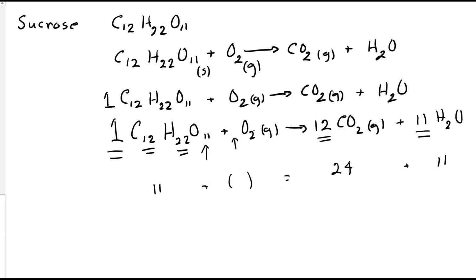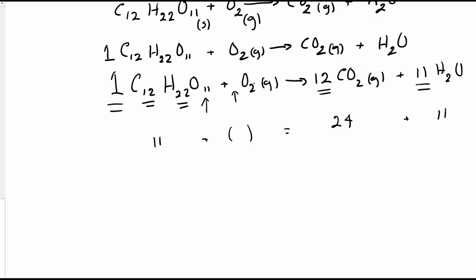So we know that 11 plus something has to equal 24 plus 11. And so what we're going to do is add this up and make sure that we end up with the same. Obviously over here we have a total of 11 plus 24. We have 35. And over here, 11 plus something has to equal 35. Well, the 35, it's 24, right? Well, the 24 means that what we're going to look at is having 24 total oxygens.